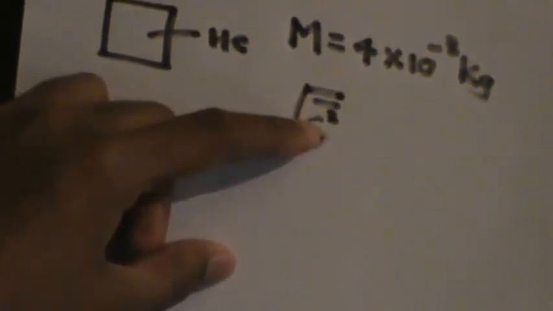The question is asking: what is the root mean square velocity of helium at STP? That is the one being asked. STP is standard temperature and pressure. You know that the standard temperature is 273 kelvins, or 0 Celsius.